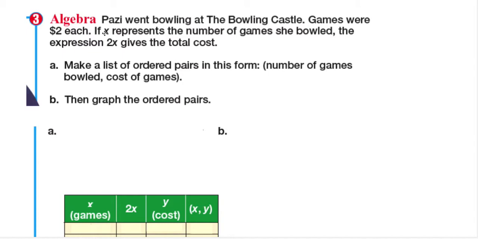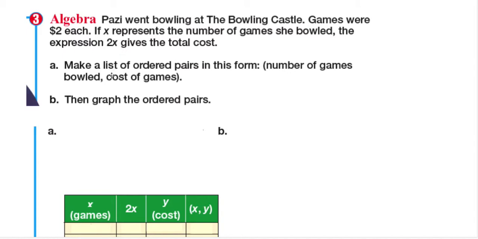That's what we know. And if X represents the number of games she bowled, the expression 2X gives the total cost. Why? If she bowled, let's say, 5 games, 2 times 5 would give you $10 as the total cost. So this is the expression which will give you the total cost, where X is the number of games that Patsy bowled.